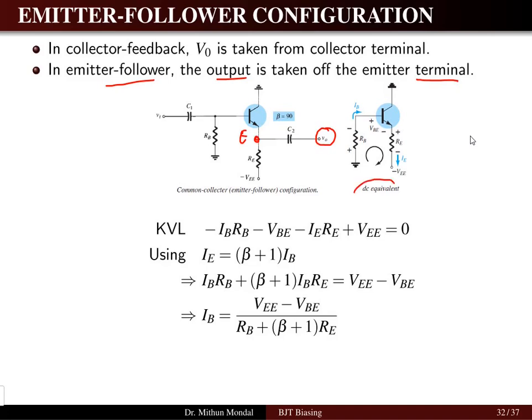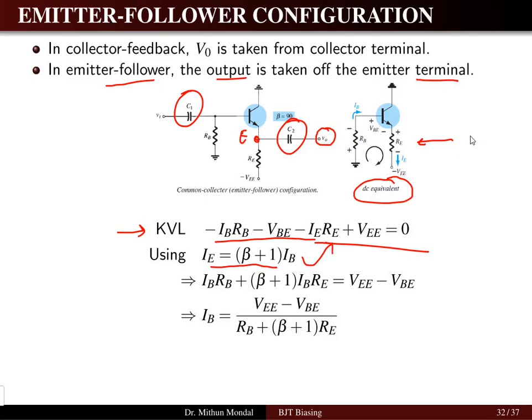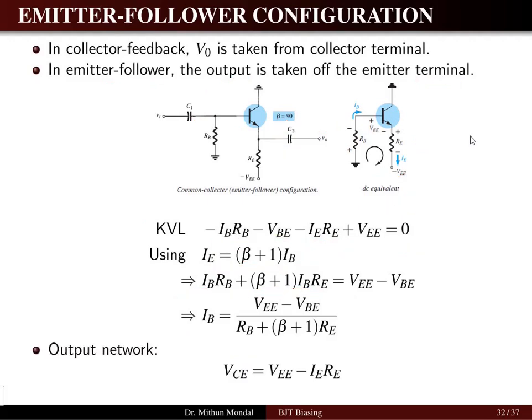And the DC equivalent of this network, if we see, we can replace this capacitor with an open circuit and write down the KVL equation in the DC equivalent network, which is this one. And we also know that the emitter current is (beta plus 1) times the base current. So if we substitute this in the KVL equation and rearrange, we get the base current equation, which is this one. In the output network equation, the collector to emitter voltage is equal to the emitter voltage minus the drop in the emitter resistor.